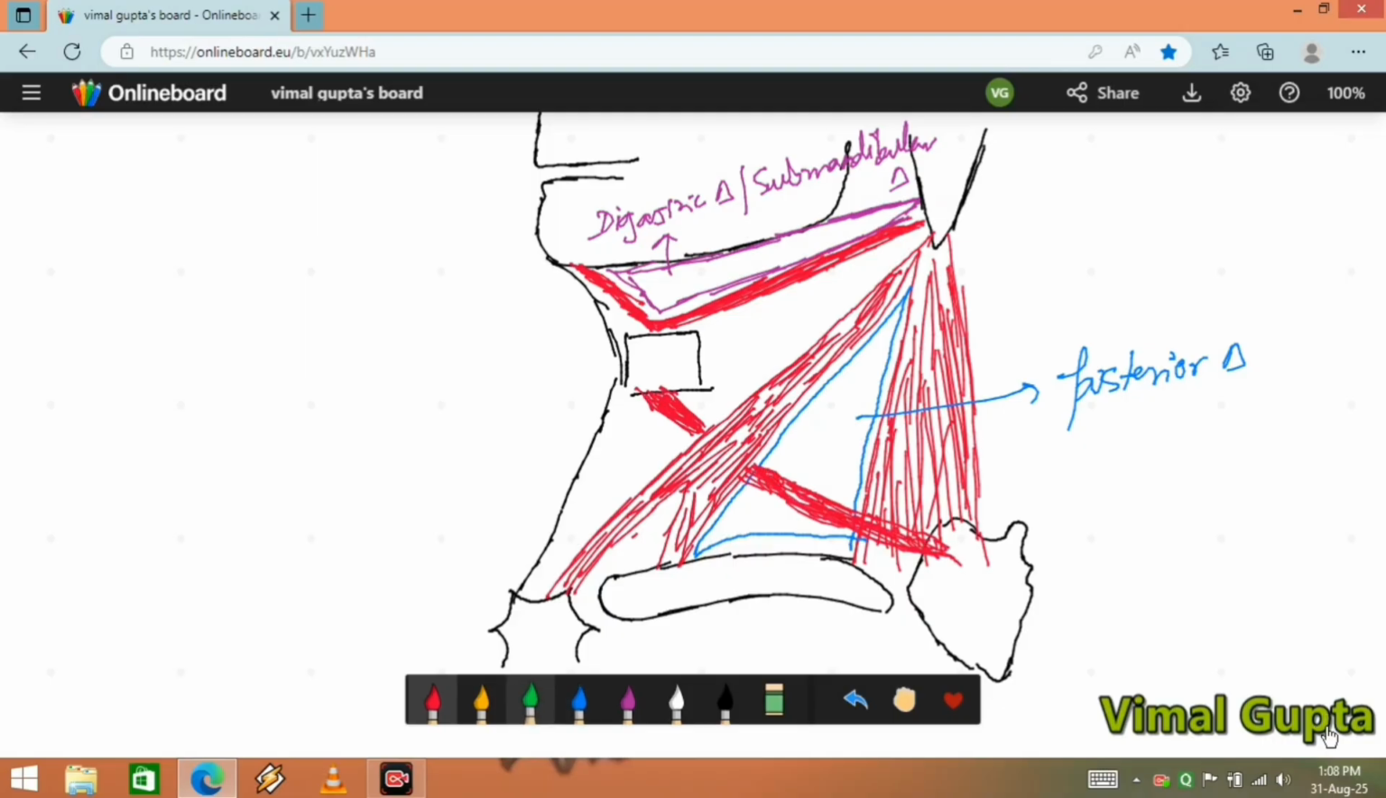And it forms another triangle like this, which is very important for MBBS. This triangle is named the carotid triangle. And there is another triangle which lies below the hyoid bone and the sternum. This triangle is the infrahyoid triangle because it lies below the hyoid bone.